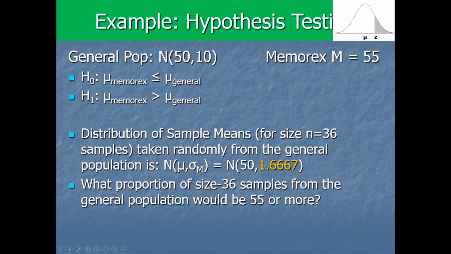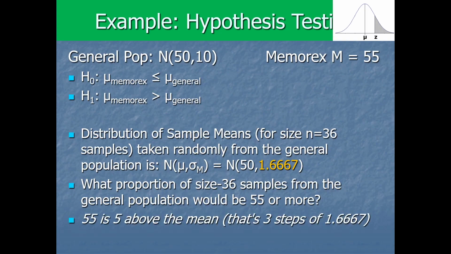And now we've got our graph of possible sample means to see where our actual sample mean of 55 lands, to see how unlikely or likely our sample mean is out of all the possible sample means you would be likely to see when the null hypothesis is true. So now we're asking, what proportion of size 36 samples from the general population, when the null hypothesis is true, would come out as 55 or more? Where does our M of 55 fall on that little graph in the top right?